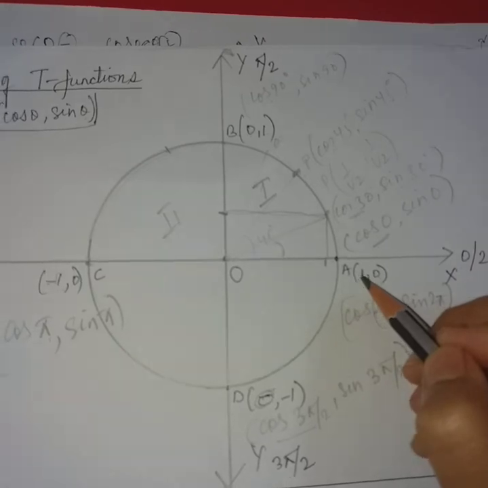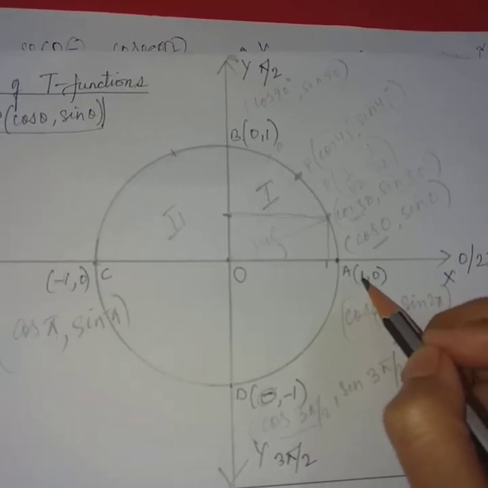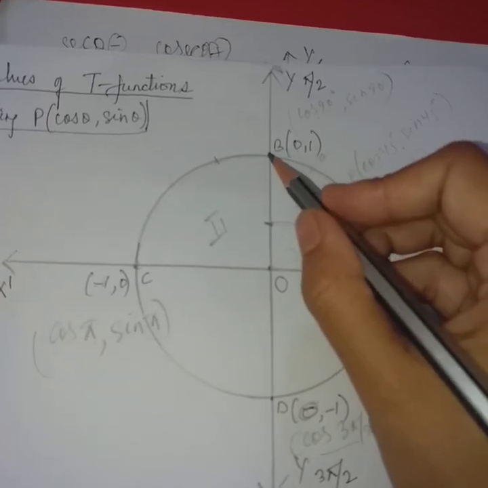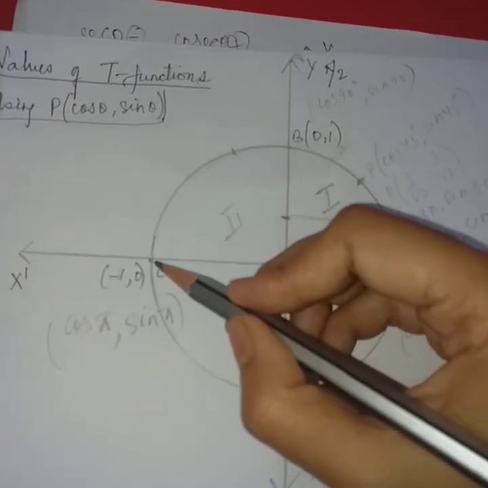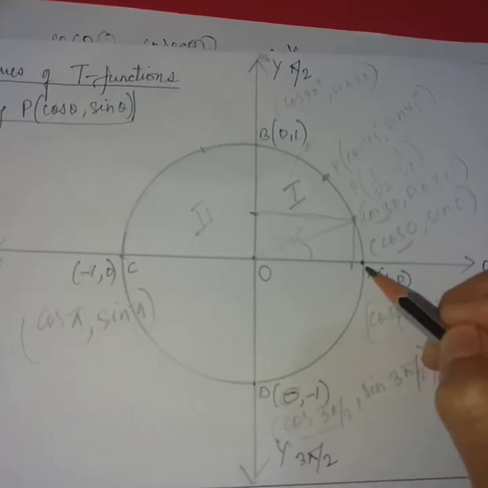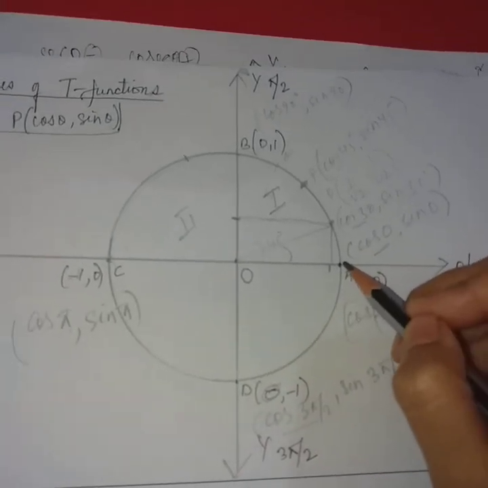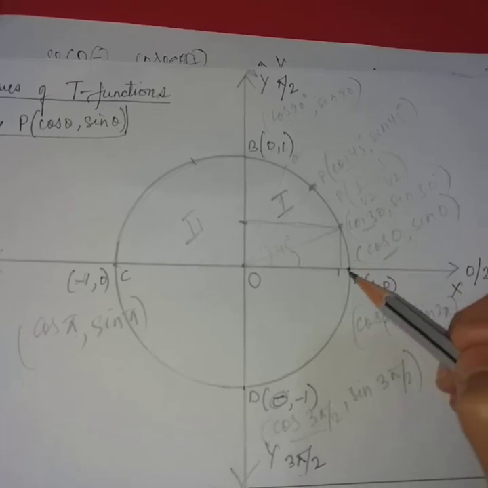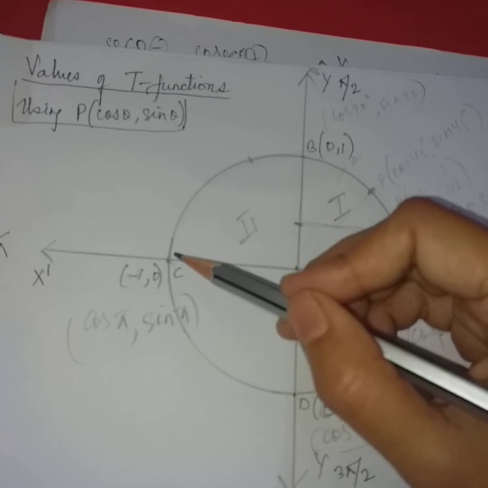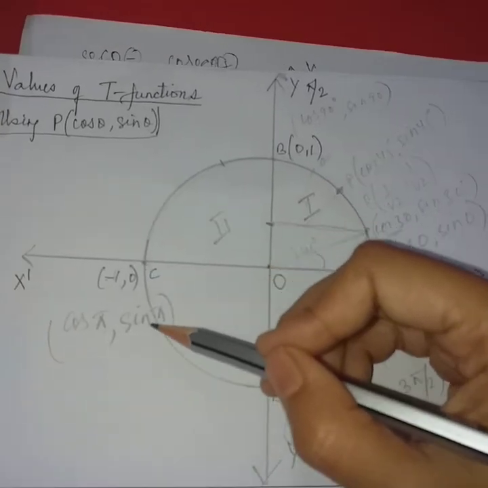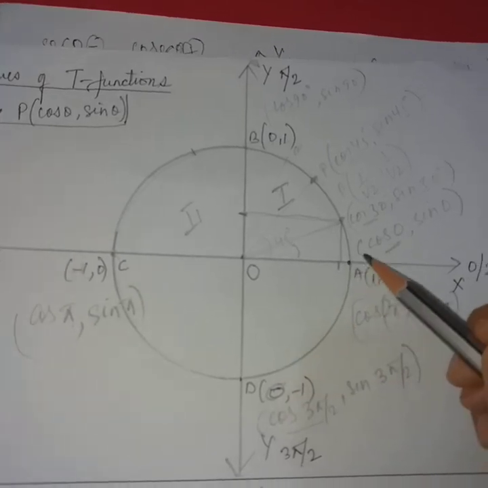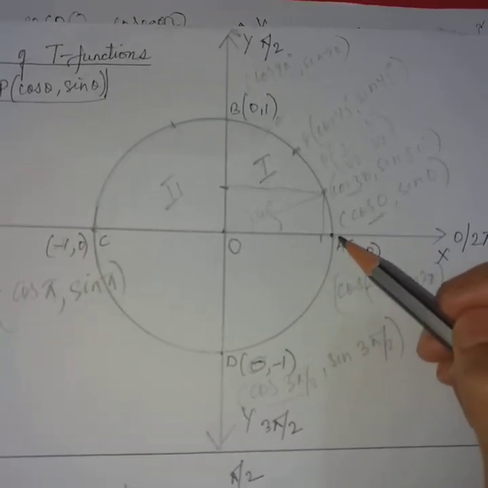Let us observe for cos: the value of cos here is 1, as it moves on it decreases to 0, and again it becomes minus 1, and again it becomes 0, and again comes back to 1. That means the value of cos is changing like 1, decreasing to 0, decreasing to minus 1, then increasing from minus 1 to 0, and again 0 to 1. So this is how the value of cos x is changing.